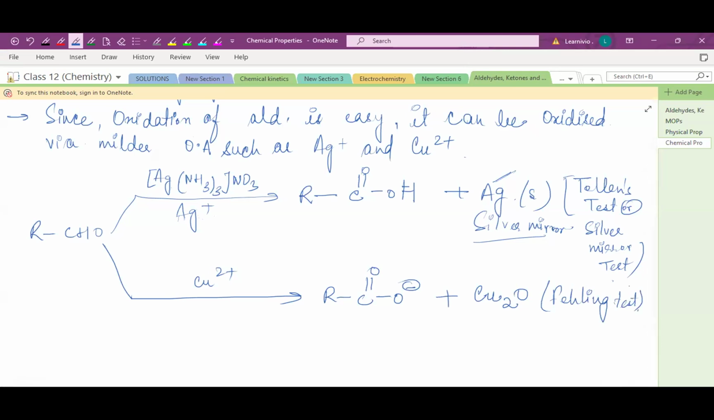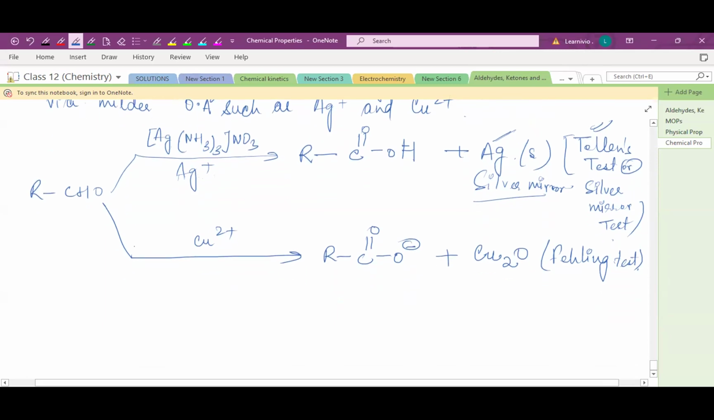So aldehyde, when treated with the silver ammoniacal nitrate, will reduce the Ag plus to Ag, and a silver mirror is formed on the wall of the test tube, right? So that is your Tollens test, or you can also call it the silver mirror test. Next test is your Fehling test, again a test for detection. This Tollens test, the silver mirror test, is for the detection of the aldehydic group, only the aldehydic group. The ketone will not give this test, right?